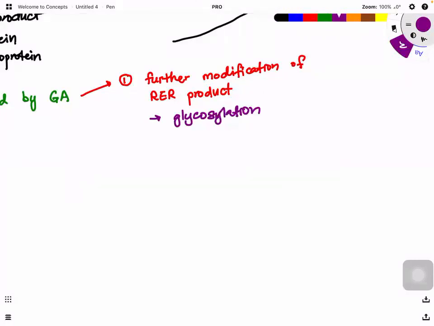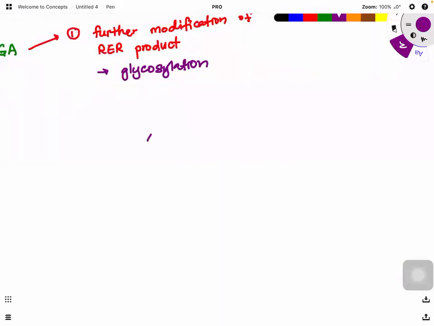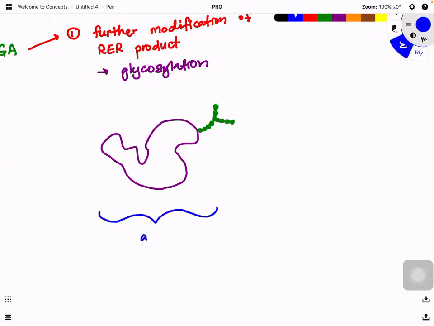What is further glycosylation? Yesterday we learned about this, right? So this is the protein, for example, and then we already add short fragments of sugar. Let's say we add sugar. We add. So the whole thing is known as the glycoprotein. It's termed a glycoprotein.